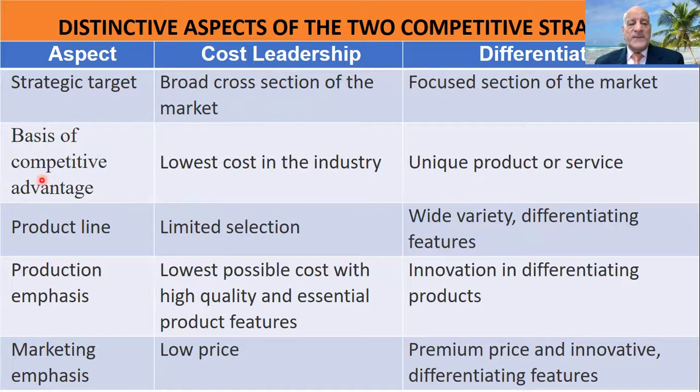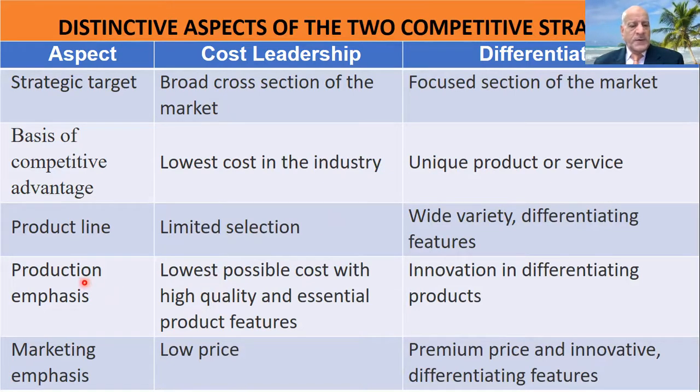As for the basis of competitive advantage, in cost leadership strategy, it is lowest cost in the industry. But in the differentiation strategy, it is a unique product or service. As for the product line, in cost leadership strategy, it's a limited selection. But in the differentiation strategy, it's a wide variety, with differentiating features.